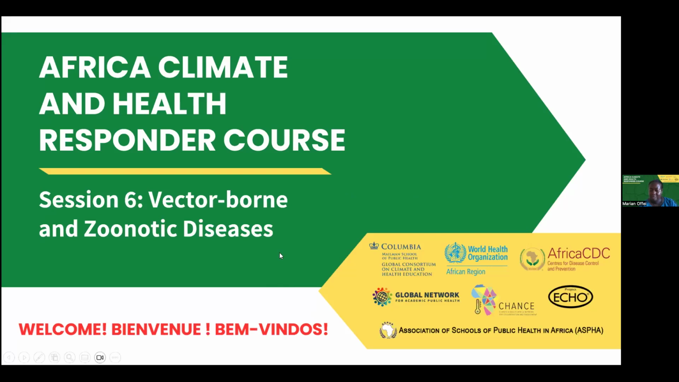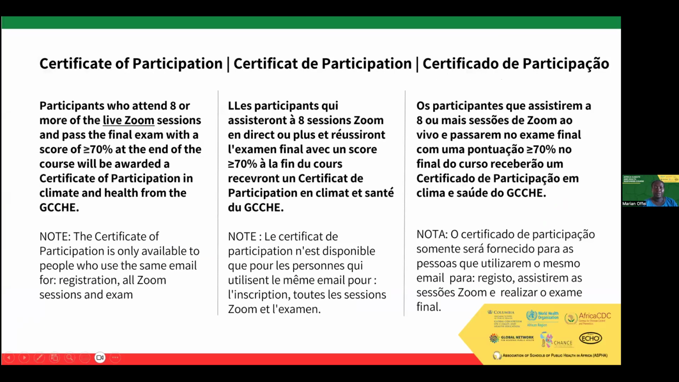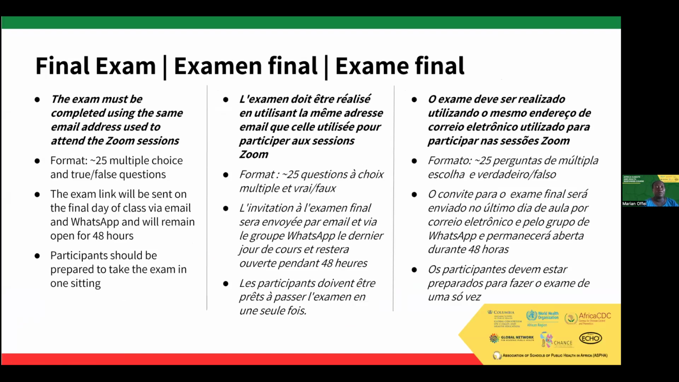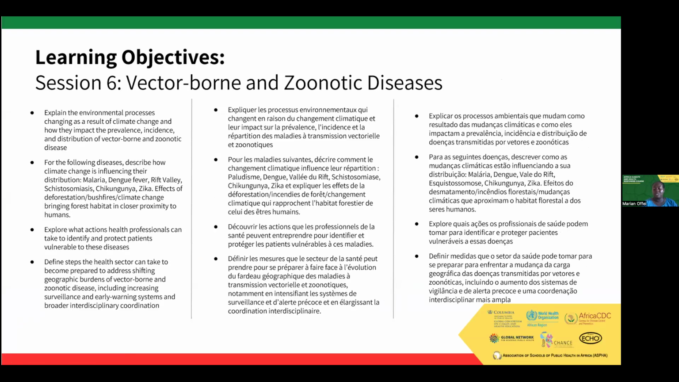So today's section, we are going to look at vector-borne and zoonotic diseases, which will take about 90 minutes, as you all know. We are going to look at the environmental process changes as a result of climate change and how they impact prevalence, incidence, and distribution of vector-borne zoonotic diseases. We will also describe how climate change is influencing their distribution. Examples: malaria, Rift Valley fever, schistosomiasis, and also bringing forest habitats in closer proximity to humans.